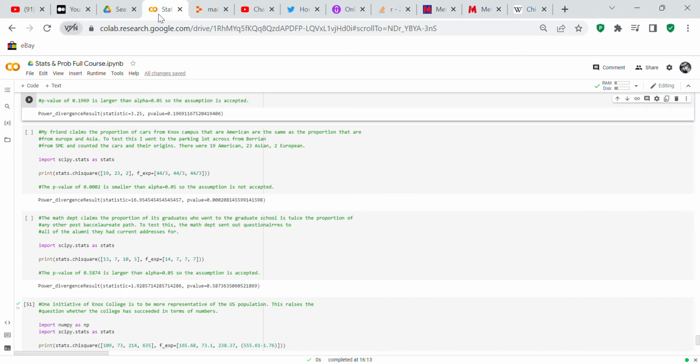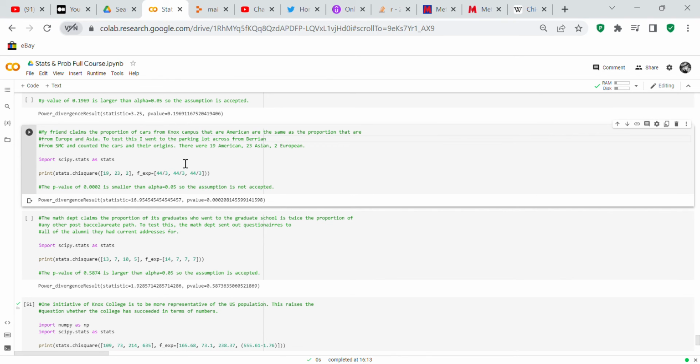So we come over here to Python, got the exact same question, and what we do is we do stats.chisquare, and you plug in the figures. So it's 44 divided by 3, so the expectation is 44 divided by 3, three times, and you get a 0.0002, so that means that the assumption is not accepted.